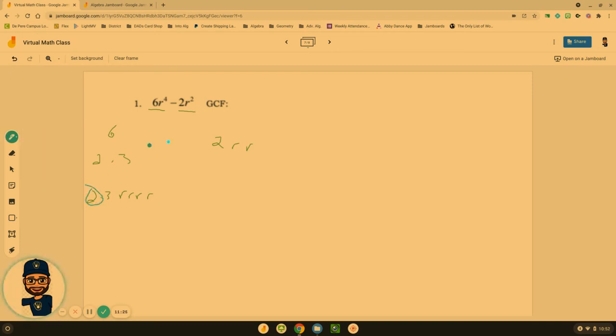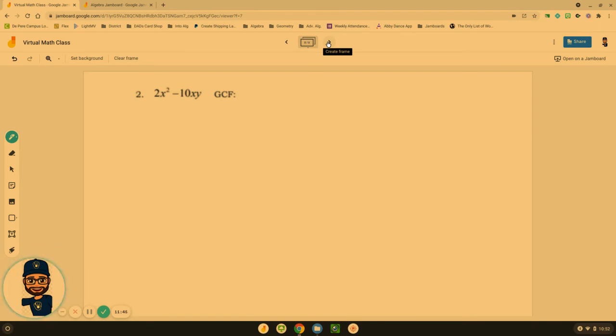Well, they both have a 2, and they both have 2 r's. So the GCF here would be what they have in common: 2r to the second, 2r squared. All right, try this one. See what you get for number 2.